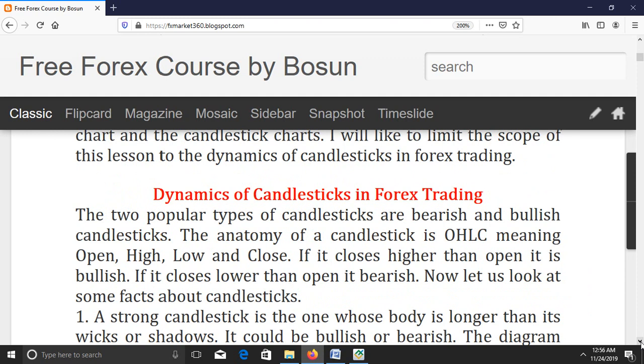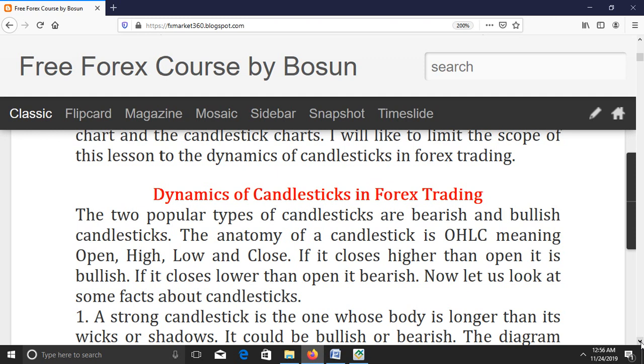Now, dynamics of candlesticks in forex trading. The two popular types of candlesticks are bearish and bullish candlesticks, and the anatomy, the parts of a candlestick, is just OHLC, which stands for open, high, low, and close. If a candle closes at a higher price than its open price, then we say we have a bullish candle. But if it closes at a price lower than its open price, then it's a bearish candle.